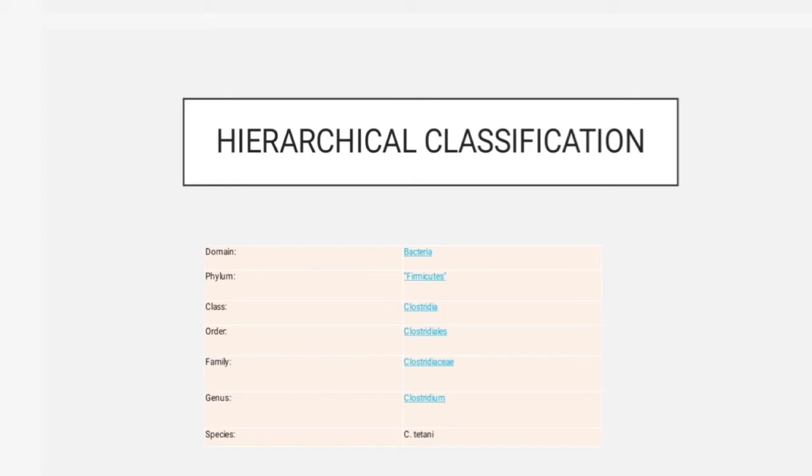Hierarchical classification. Domain is bacteria. Phylum is Firmicutes. Class is Clostridia. Order is Clostridiales. Family is Clostridiaceae. And genus is Clostridium. And species remains as it is, that is Clostridium tetani.